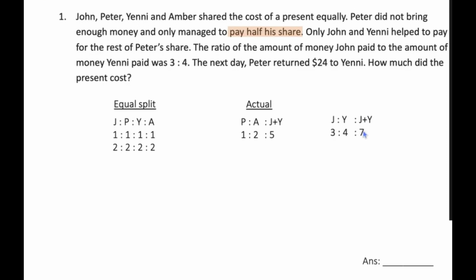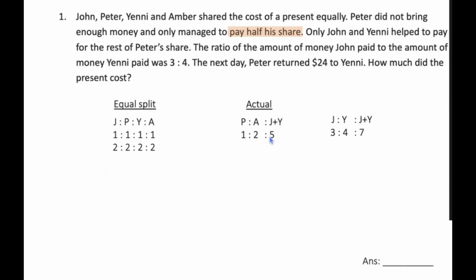Okay, let's do this. Oh, no, sorry, I correct myself. This 2 and this 1 is not supposed to be the same, because this is Peter at first and this is Peter in the end. They are not supposed to be the same. Amber is supposed to be the same, because Amber didn't change. Between these two ratios, John plus Yenny and John plus Yenny over here must be the same.